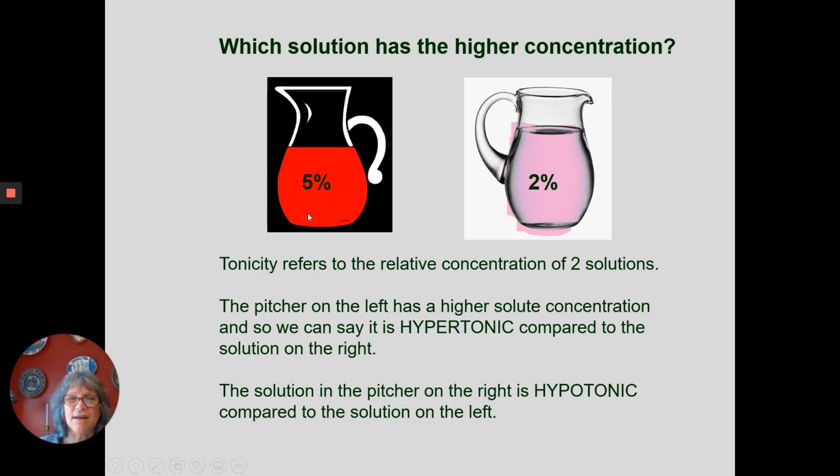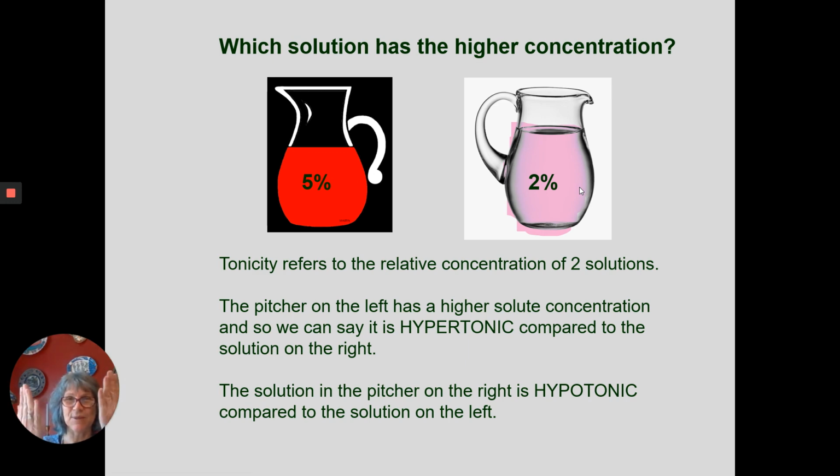So the picture on the left has a higher solute concentration. So we can use the tonicity term hypertonic to describe it. You think hyper, if you're hyper, you have high energy. Hypertonic solutions have more solute compared to another solution. 5% solute compared to 2% solute. This is hypertonic compared to that.